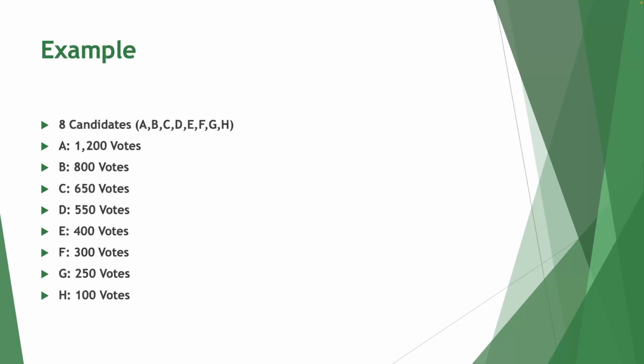If the quota for the election of a particular candidate is 1,000 votes, based on the number of voters and the number of seats to be filled, then candidate A would immediately be elected because they have 1,200 votes. They have reached this quota. Their excess votes, that extra 200, the votes in excess of the quota, are then transferred to the votes of the second preferences.